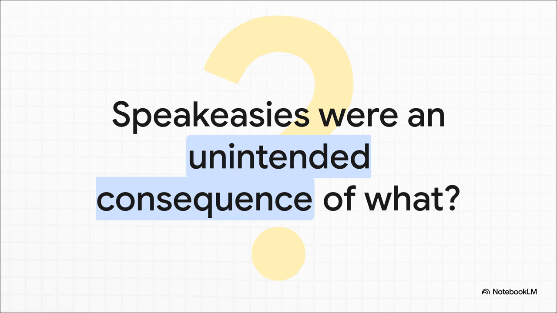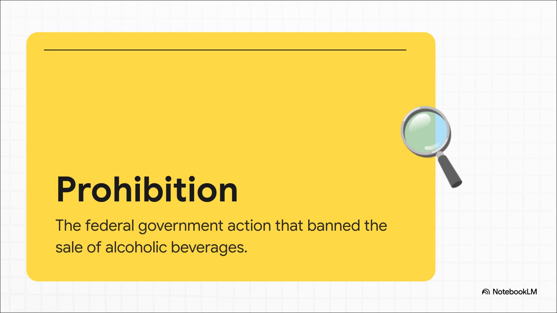Let's look at our next piece of evidence. The key phrase here, and you really gotta lock onto this, is unintended consequence. This just means the government did something, but it ended up causing something totally different to happen. We know speakeasies were these secret, illegal bars. So, what government action would have made bars illegal to begin with? And boom, here's the context we need.